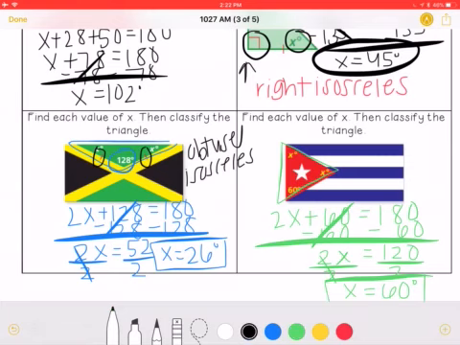Last thing to do here is to classify it. I see, really X is 60, so I see 60, 60, 60. I see 3 congruent angles. So we're going to call this an equiangular. Yep, there's that word. All equal angles. And guess what? If all of the angles are equal, that means all of the sides are equal as well. So whenever we have an equiangular triangle, it's also equilateral.